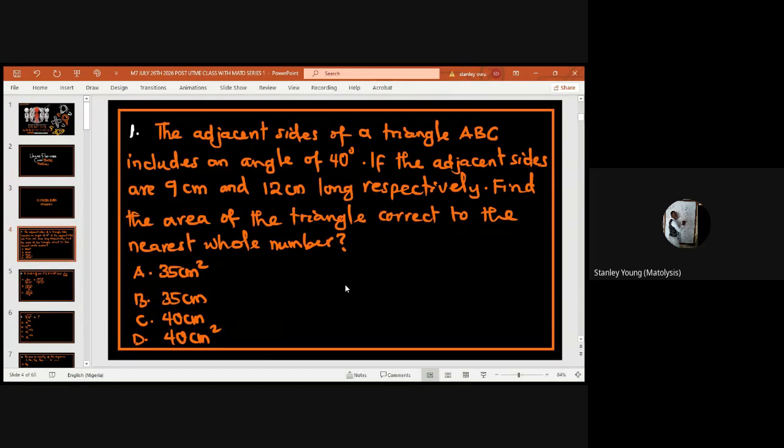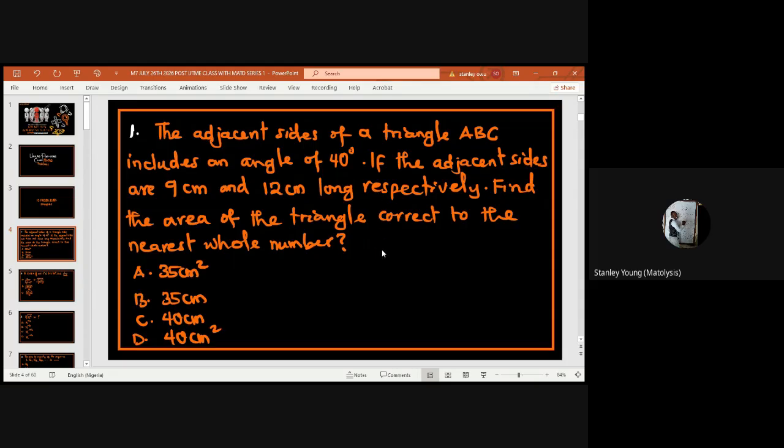Here we have the first problem. It says, the adjacent sides of triangle ABC include an angle of 40 degrees. If the adjacent sides are 9 centimeters and 12 centimeters long, respectively, find the area of the triangle correct to the nearest whole number. And feel free to pause this problem and solve it yourself if you can.